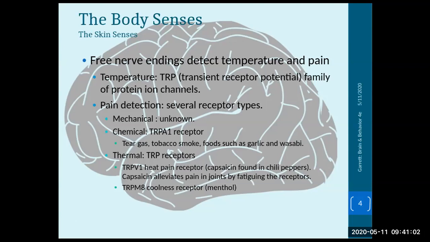That's the heat one. There's also a coolness receptor, which is activated by menthol, right? So the icy part of the icy hot, in this case, would be capsaicin on one end and menthol on the other end, which is a coolness receptor called the TRPM8. Again, you are not going to be responsible for having to know these specific V1, M8 type of things. Just remember the TRP family for pain and temperature.